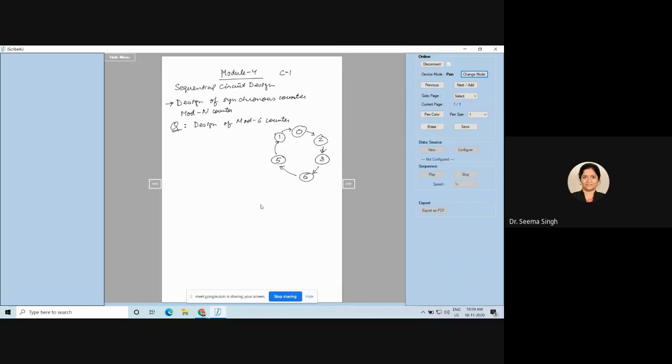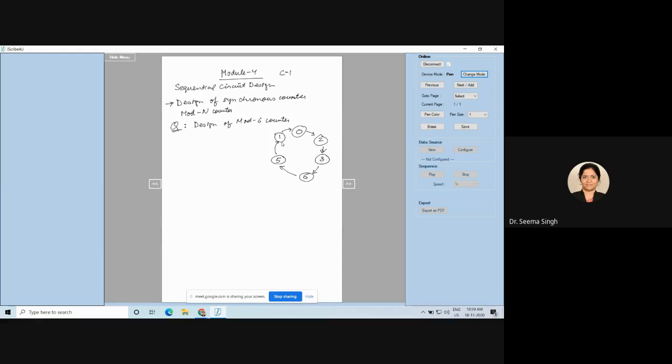Okay, so as I told, we will design a mod 6 counter, that is a synchronous counter. It comes as part of sequential circuit design and it is called a mod n counter. Today what we are going to do is a mod 6 counter. The sequence of the states is already given: 0 to 2 to 3 to 6 to 5 to 1.